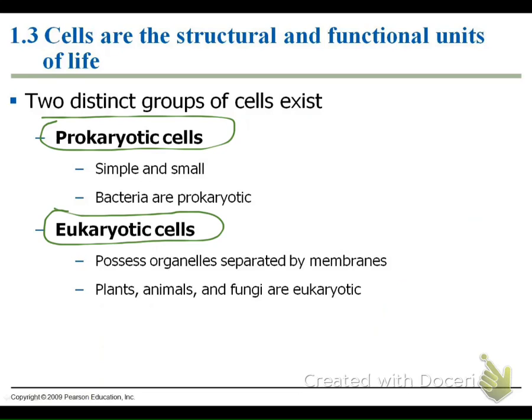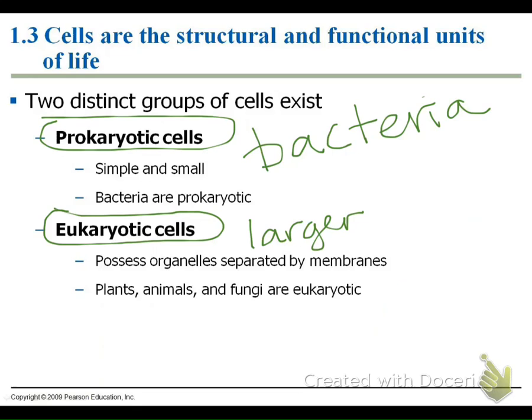Prokaryotic cells, a synonym for prokaryotes, bacteria, all right, tend to be smaller and simpler. Eukaryotic cells, on the other hand, tend to be larger. All right, they have organelles that are separated by membranes. Multiple organelles allows for specialization within eukaryotic cells since they are larger. And basically, if you are not a prokaryote, if you're not a bacteria, then you are a eukaryotic cell. So plants, animals, fungi, protists all qualify as being eukaryotes.